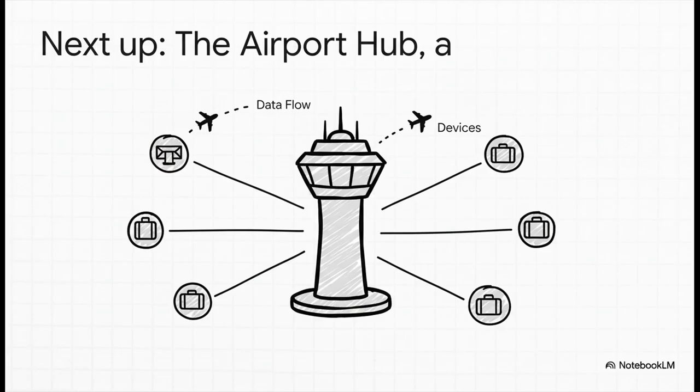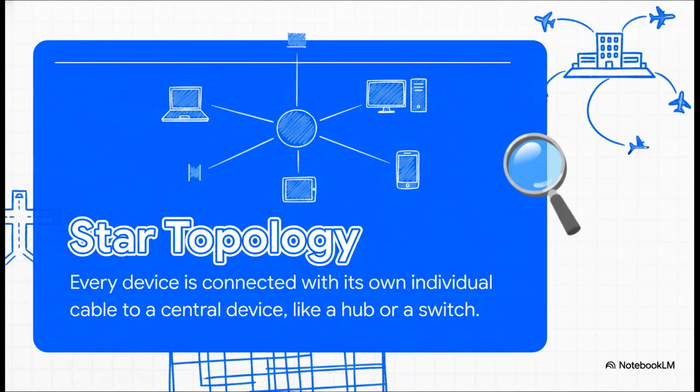For our next stop, picture a busy airport. You know how all the gates connect back to one central terminal building? Keep that image in your head. This is a star topology, and honestly, this is probably the one you're most familiar with, even if you don't know the name. Every single one of your devices connects directly to a central hub. Think of your home Wi-Fi router. All data has to pass through that central point to get anywhere else.